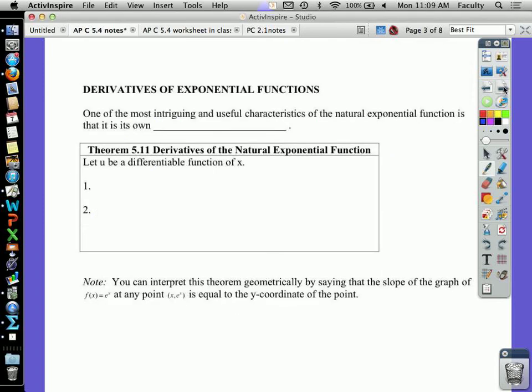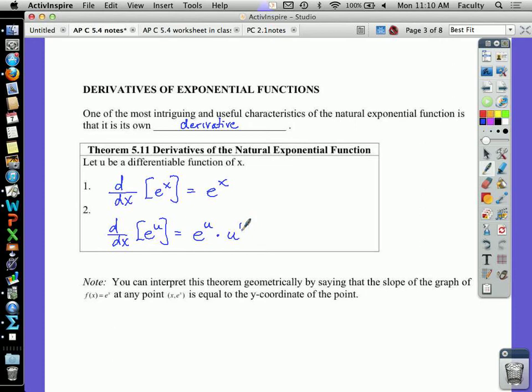All right, so we are going to look at the derivative of e to the x. One of the most intriguing and useful characteristics of the natural exponential function is that it is its own derivative. So what we have here is that the derivative of e to the x is e to the x, but if we have stuff in there, it's e to the stuff times the derivative of the stuff.